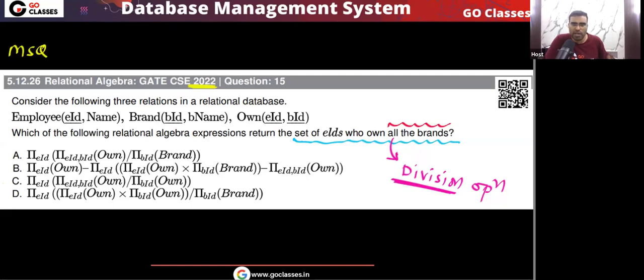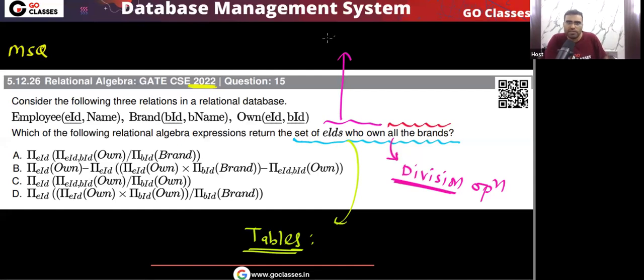We want employee ID who own all the brands. Which tables do we need for this query? Let me know. We want employee ID, which you can get from the own table. Employee ID who own, this information you will get from the own table. Yes or no? Remember, you will get this information from the own table.